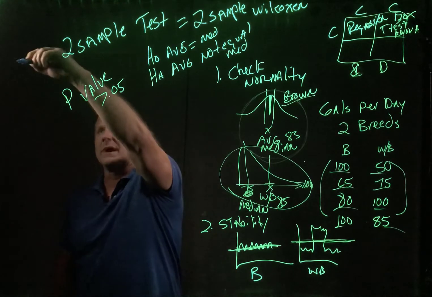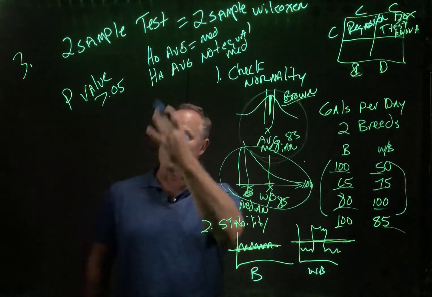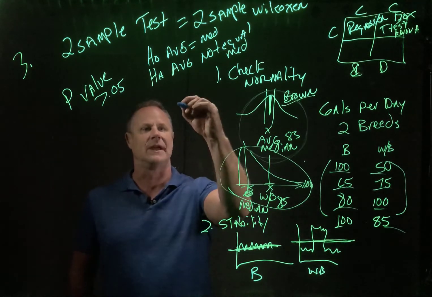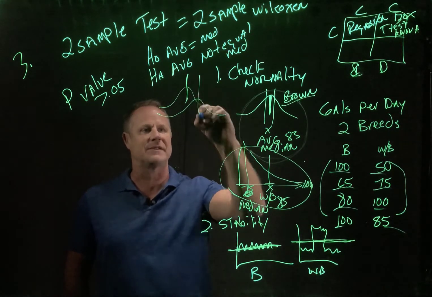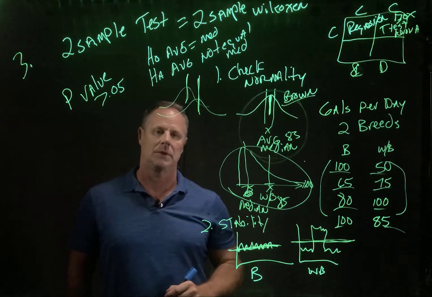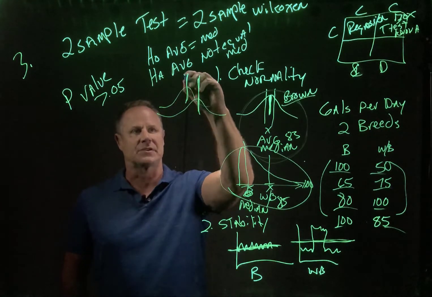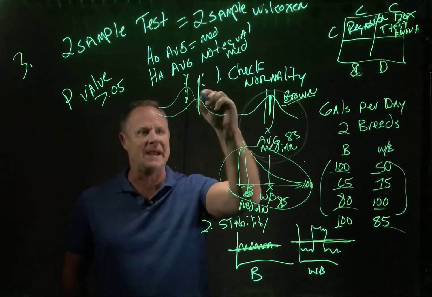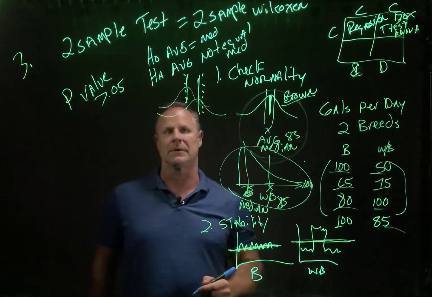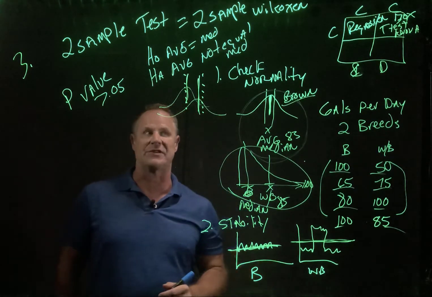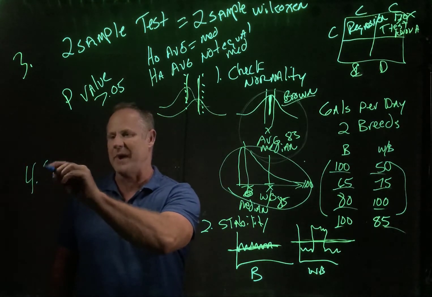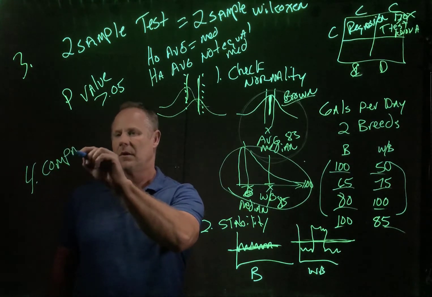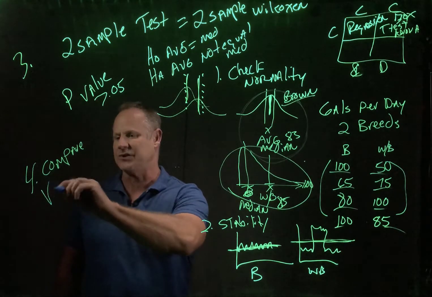So then step 3, if you feel comfortable with that, you can compare averages. And basically, what you're doing is you're trying to say, does this group have the same average as that group? All right? Or does this group have the same median as that group? Okay, so that's the comparison of centering. And then finally, step 4, you want to compare variation.